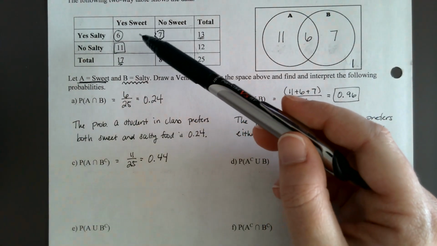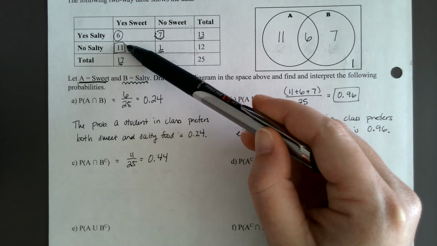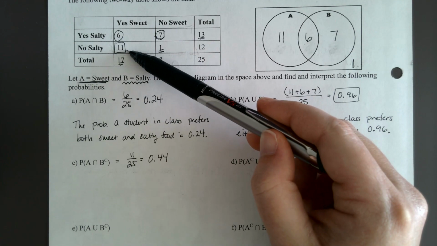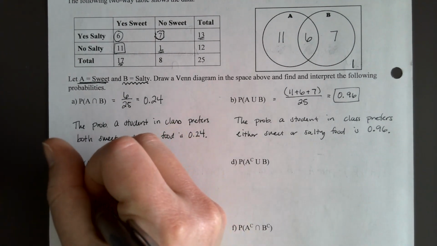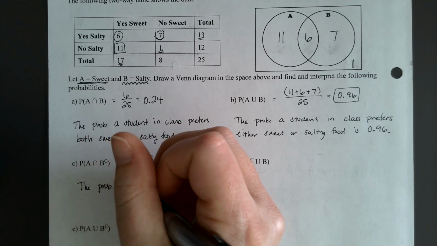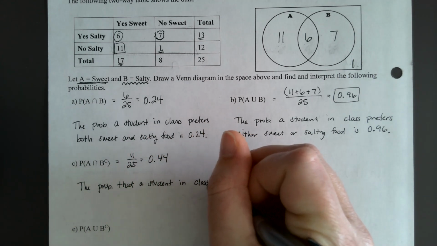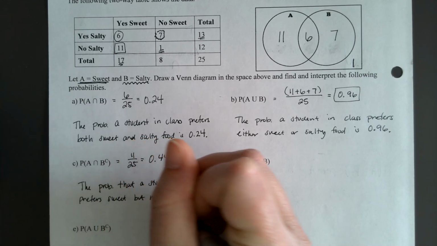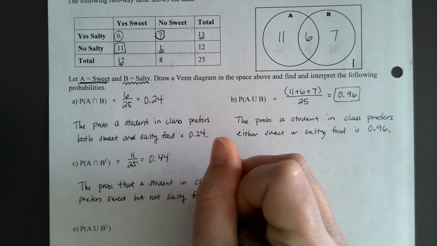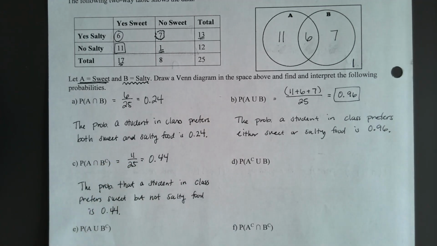Once again, you could utilize the table too and say, okay, I want yes to sweet but not salty, and that would be 11 out of our 25. So yes to sweet and not salty, we'd have the 17 but not the salty, which would be 11 out of 25. So this is the probability that a student in class prefers sweet food but not salty food is 0.44. That's the probability. Okay, so now we have our probability of not A. So we're looking at outside of A.